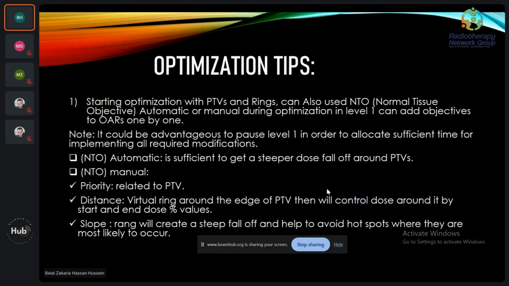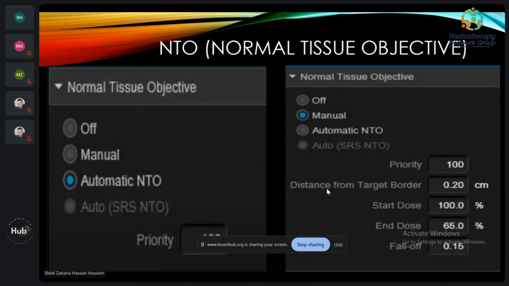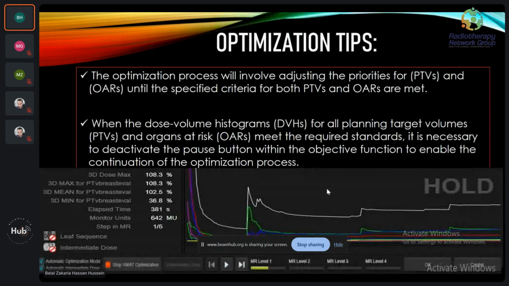Note it could be an advantage to pass the level 1. During the start of the optimization, I recommend that you hold level 1. During our optimization process, follow the 4 levels. Level 1 is best if you have higher modification for the BTV, priority, and the rings and the organ at risk. I will explain in this slide.